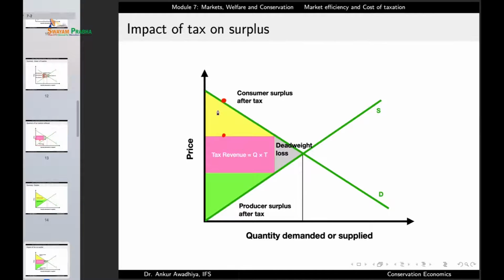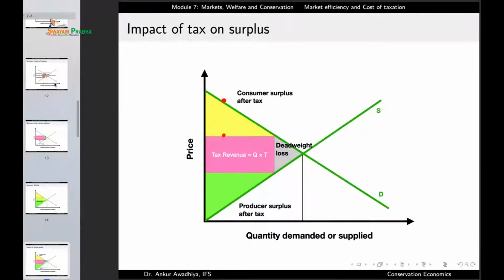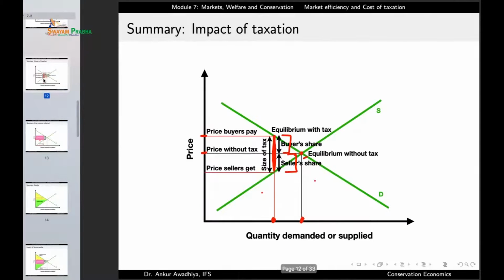What about the producer surplus? Now, the producer surplus also reduces because the producer surplus is the difference between the price that the producers are getting and the cost of making the good. Now, the cost of making the good remains the same, but now they are getting a lower price because earlier they were getting this price without the tax, but now they are getting this price.